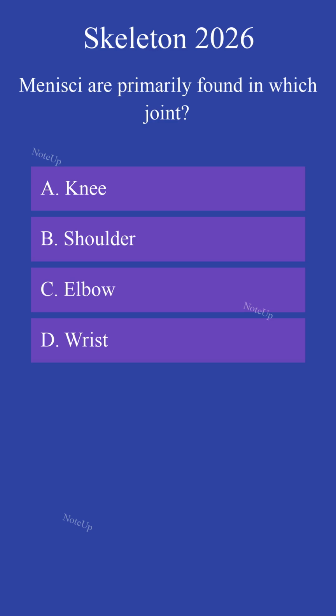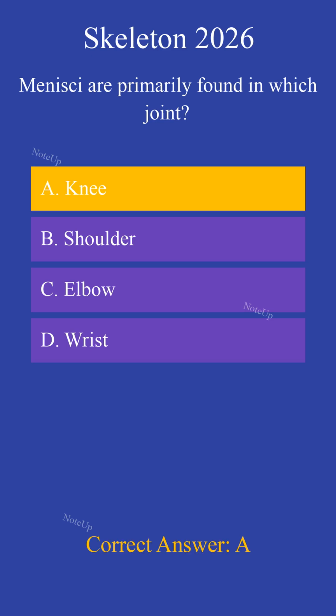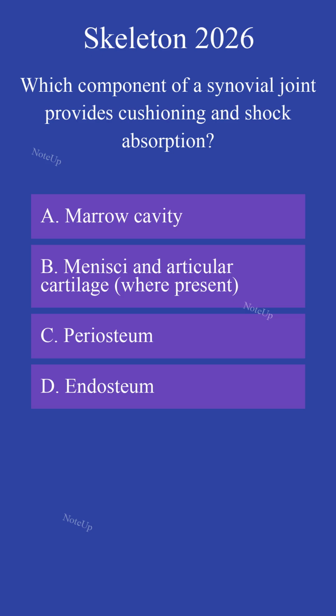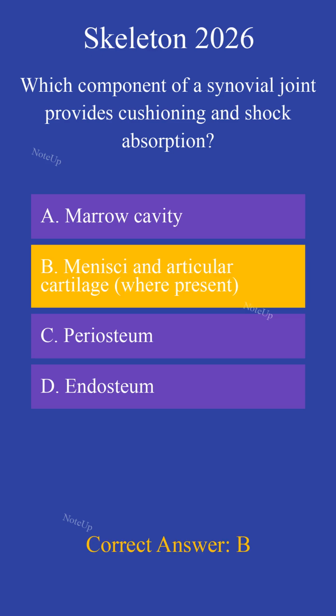Menisci are primarily found in which joint? The correct answer is A, knee. Which component of a synovial joint provides cushioning and shock absorption? The correct answer is B, menisci and articular cartilage where present.